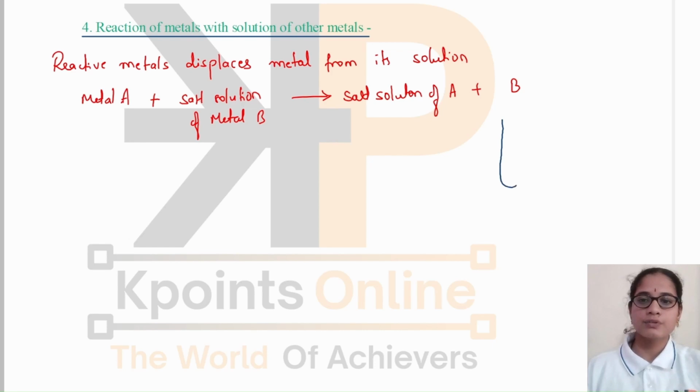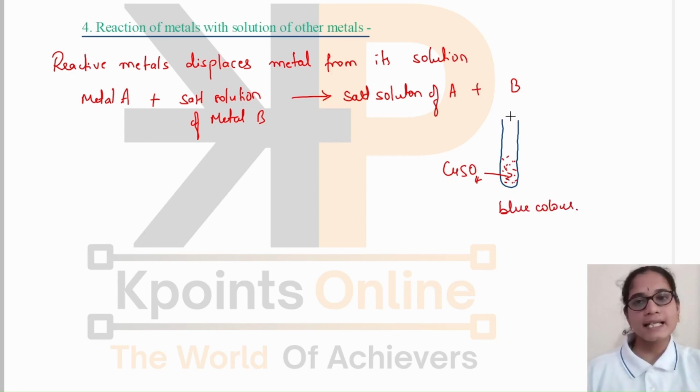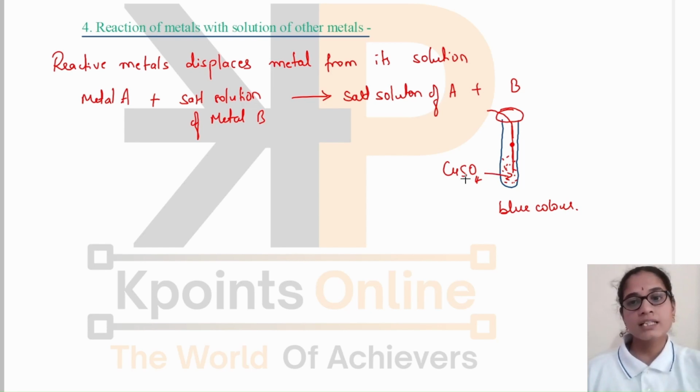Take a test tube. Take copper sulfate solution in this test tube. What is the color of copper sulfate solution? It will be blue in color. And then what you need to do is put an iron nail in it, an iron nail in the solution of copper sulfate. We know that here the copper is less reactive than iron. So what happens after some time?